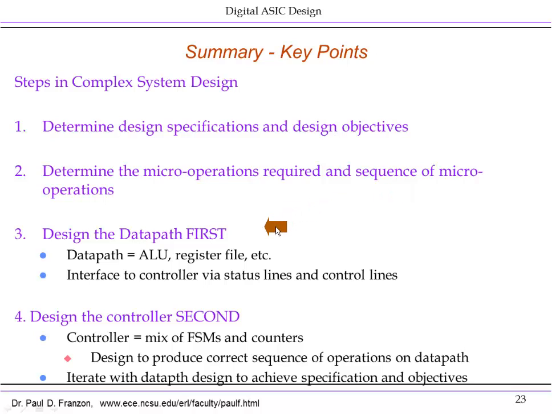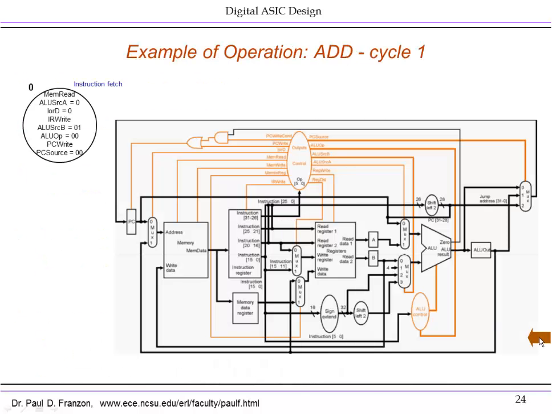Notice we design the data path first. We then identify the status lines and control lines that are needed. We design the controller second. Because this controller has a complex control sequence that depends on information from the data path, it is a finite state machine. Just going to illustrate some of these states.